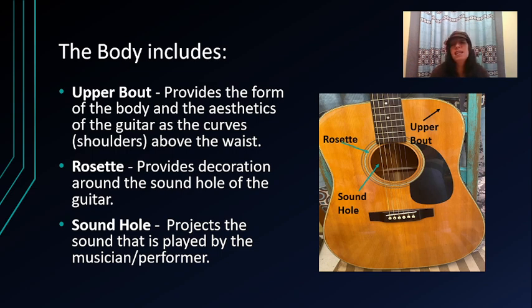Now we have the rosette, and those are the little designs, the circular designs that surround the sound hole. And again, they're just for aesthetics, and they provide just that beauty to the guitar. They can be different colors depending on what kind of guitar that you get. And then you have a sound hole. So when you play your chords, your notes with your hand and your pick, you're going to make sure that you play them over that sound hole. You don't want to play them below it because you're not going to get a great sound, and you definitely don't want to play them above it.